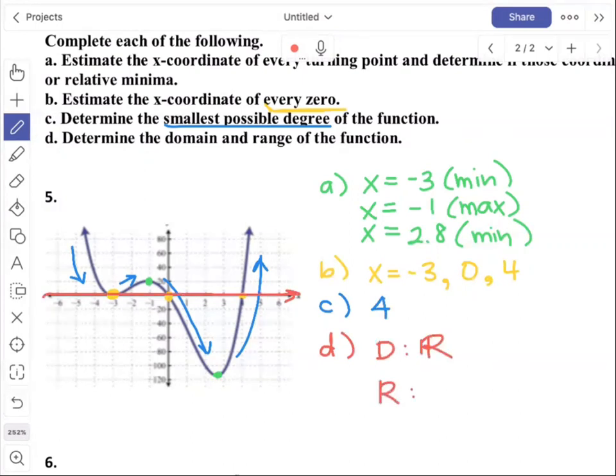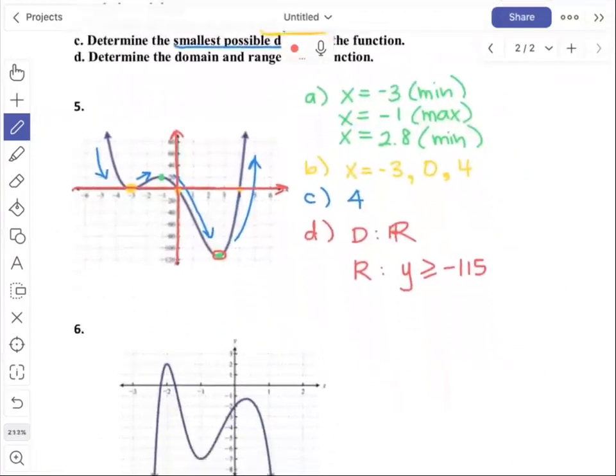For my range, as I'm scanning along my y-axis, I see that I have graph starting right at this point right here. That's the lowest point at about -115. And then if I go up, I get graph everywhere else. So I have y is greater than or equal to negative approximately 115. If you put 119, 118, 117, 114, that's totally fine. We're approximating.